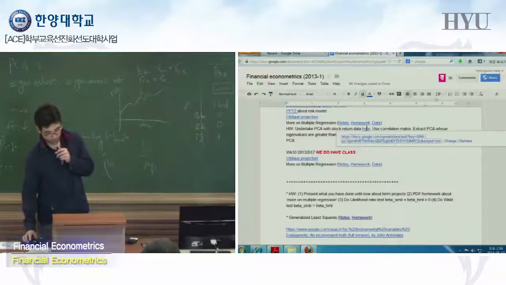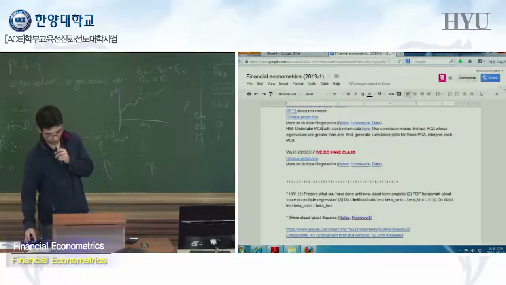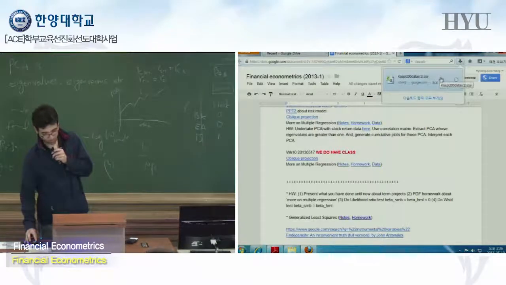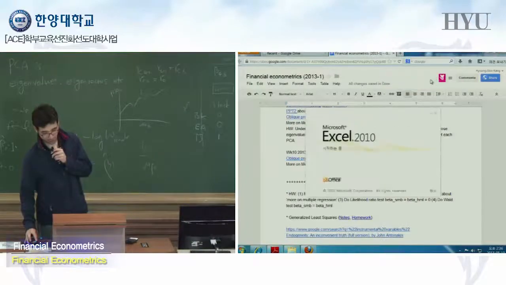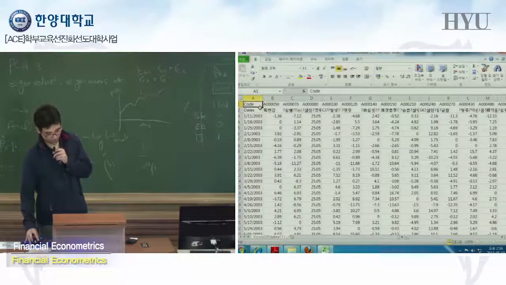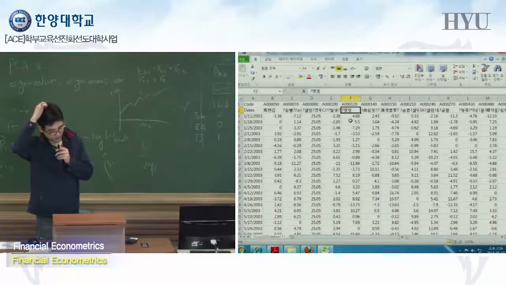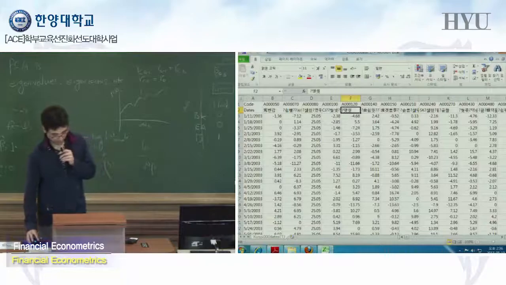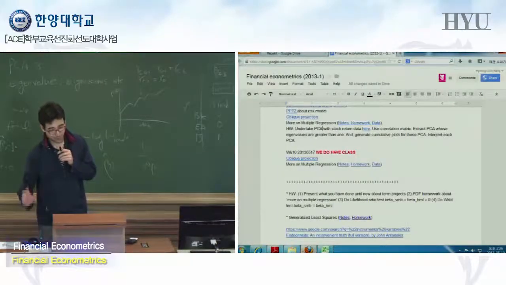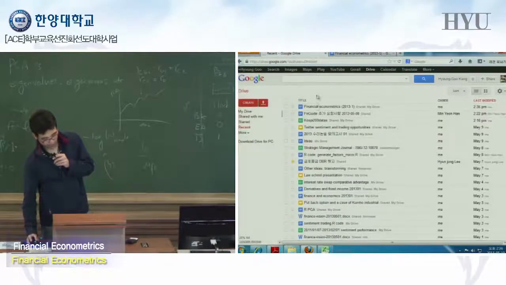So homework: undertake PCA with stock return data here. If you click here, you can download the PCA CSV file, KOSPI 200 data CSV. And if you click this, then, oh, what is going on? They are names of the Korean companies. What is going on? I think maybe if you use your browser, it is okay.